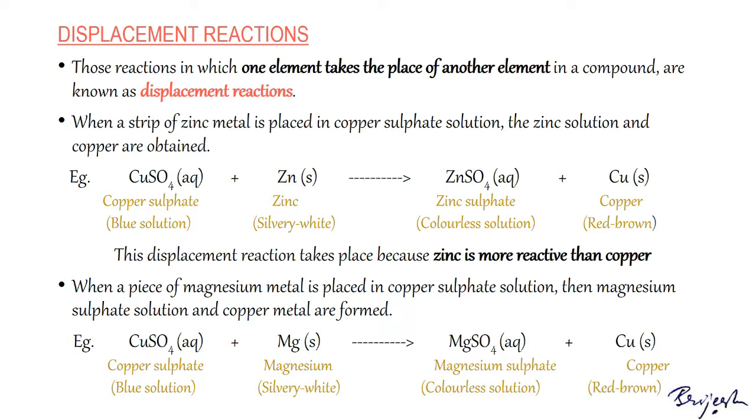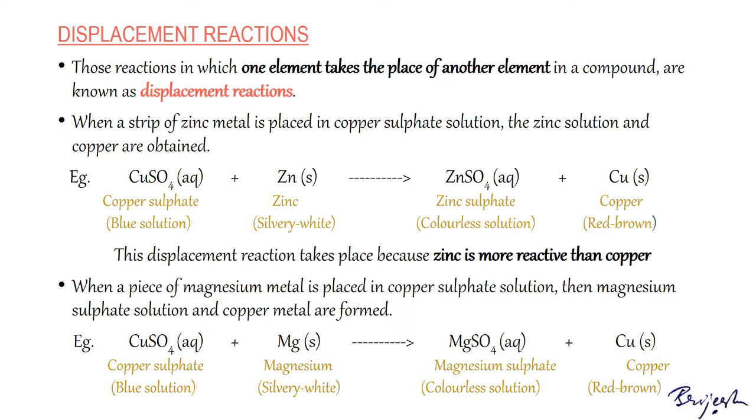Example: when a strip of zinc metal is placed in copper sulfate solution, then zinc sulfate solution and copper are obtained. In this reaction, zinc displaces copper from copper sulfate compound so that copper is set free or liberated. The blue color of copper sulfate solution fades due to the formation of zinc sulfate, which is colorless. A red-brown deposit of copper metal is formed on the zinc strip.